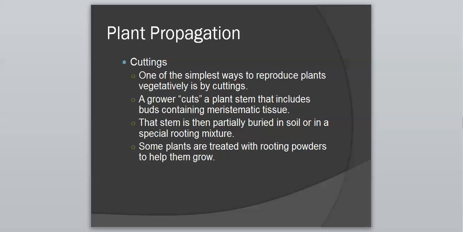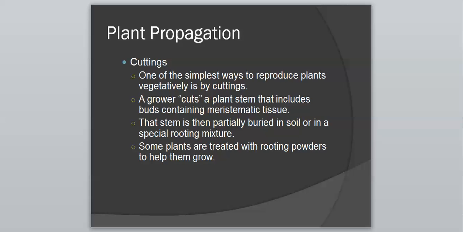This meristematic tissue is important because it's undeveloped yet, so it can turn into any type of tissue that it needs to. It can turn into all three of our necessary types of tissue, and it will develop a new plant when you cut it away.